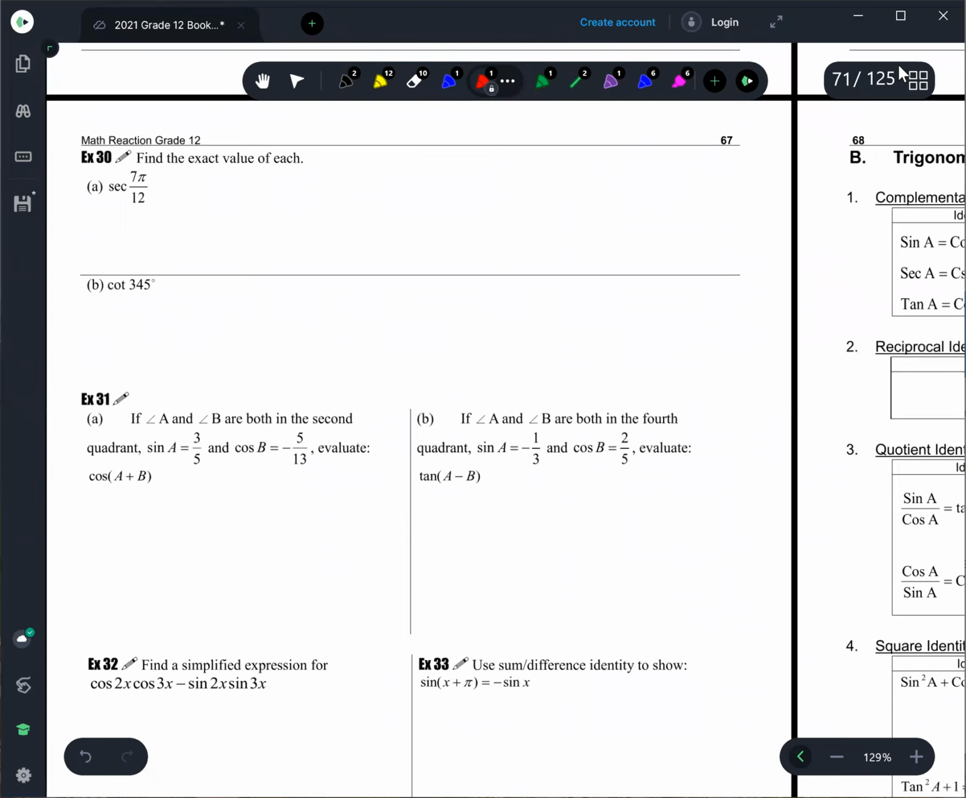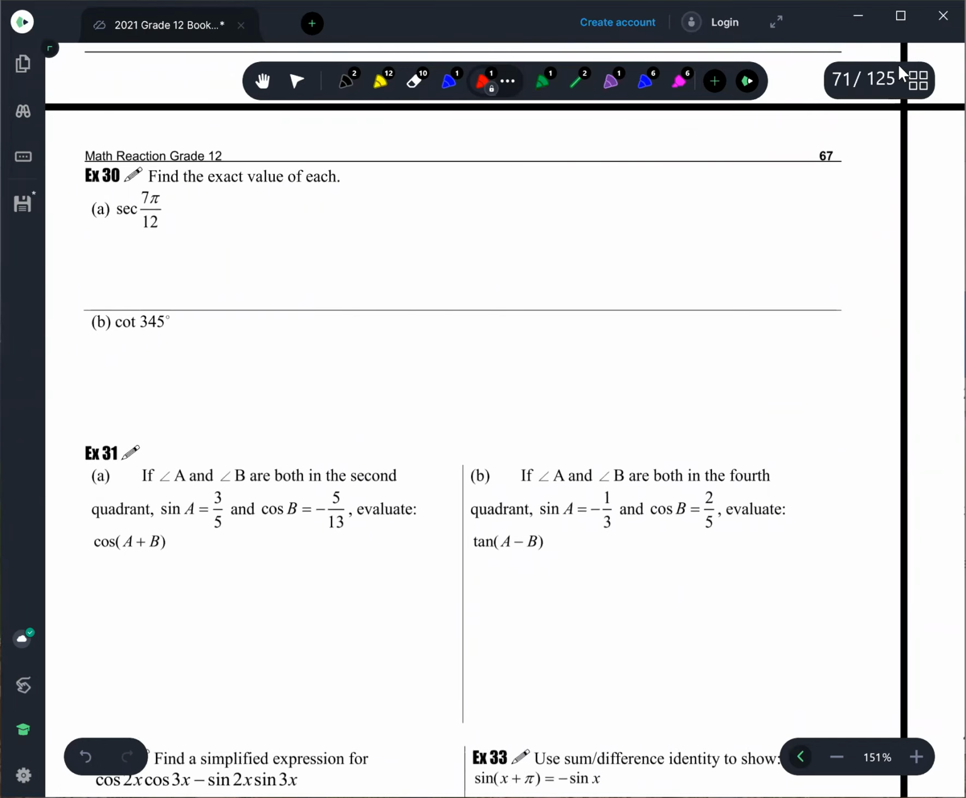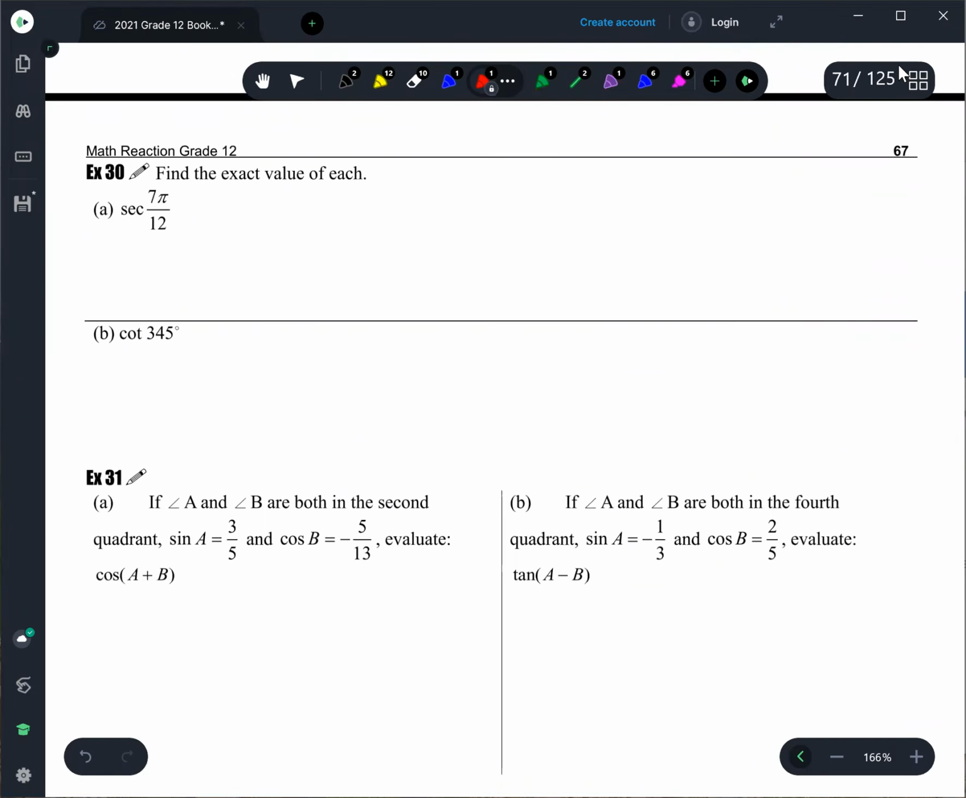All right, so let's do one question that has reciprocal, right? This one is a secant, question 30, okay? Secant 7 pi over 12. Secant is the reciprocal of which one? Secant is 1 over cosine.